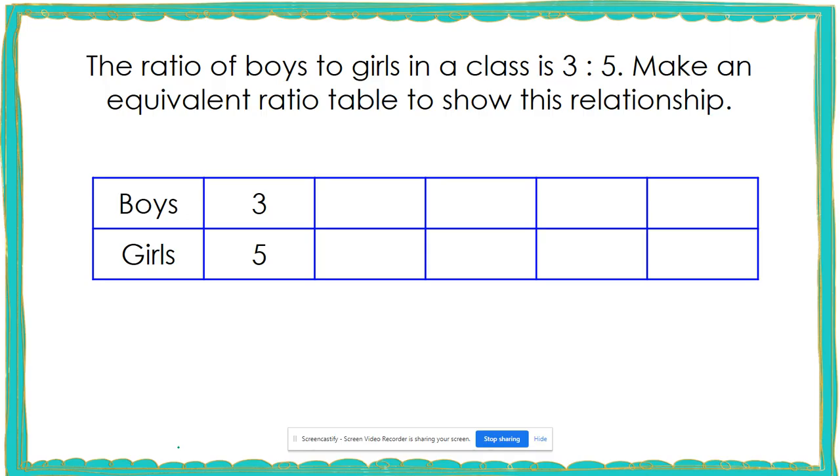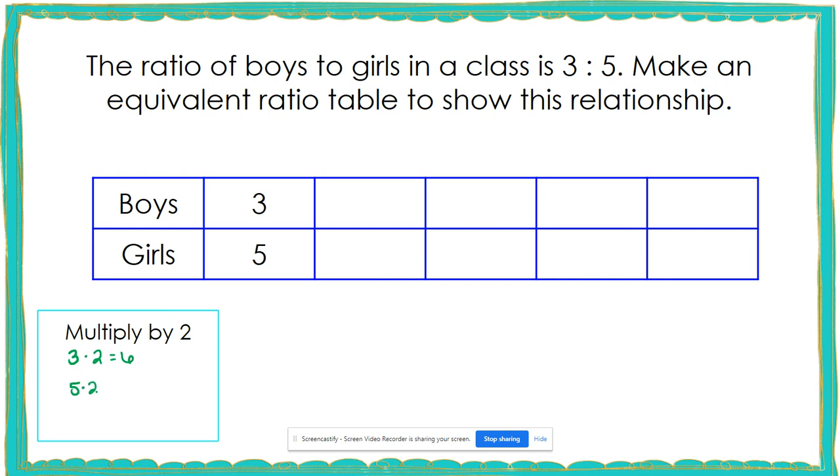Now to fill out the rest of my table, I'm going to multiply these numbers. So the first thing I'm going to do is multiply by 2. And when I multiply by 2, I'm multiplying both terms. So I'm going to multiply my 3 by 2, which would give me 6. And I'm also going to multiply my 5 by 2, which would give me 10. That means that for every 6 boys in the class, there would be 10 girls in the class.